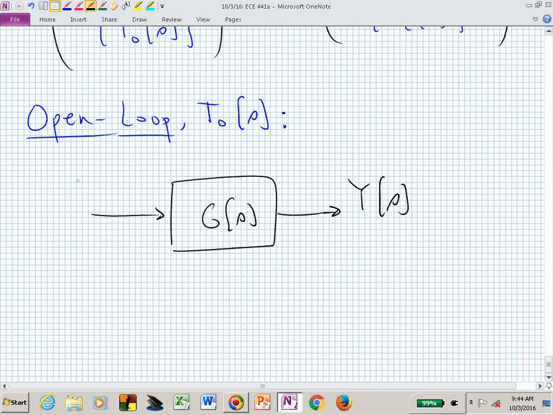There's our output y relative to the input r, and it's all just our open loop system, G of s. In this case, our transfer function between the input r and the output y, which we are calling T sub 0 of s, is G of s. No cheer necessary, right?